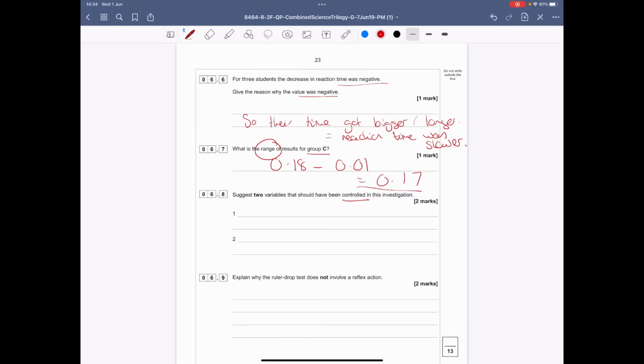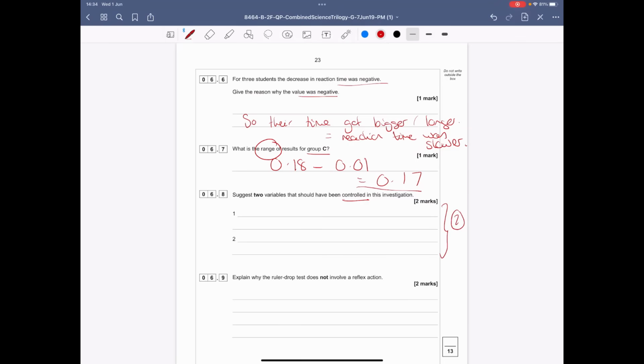They should have had equal amounts of sleep. They should have had equal amount of practice during the ruler drop test. They should have had the same starting point on the ruler, so that's making sure it's dropped from the 0 mark. You should have been using the same hand, and they should have had the same number of students in each group. So any of them would have got you 2 marks.